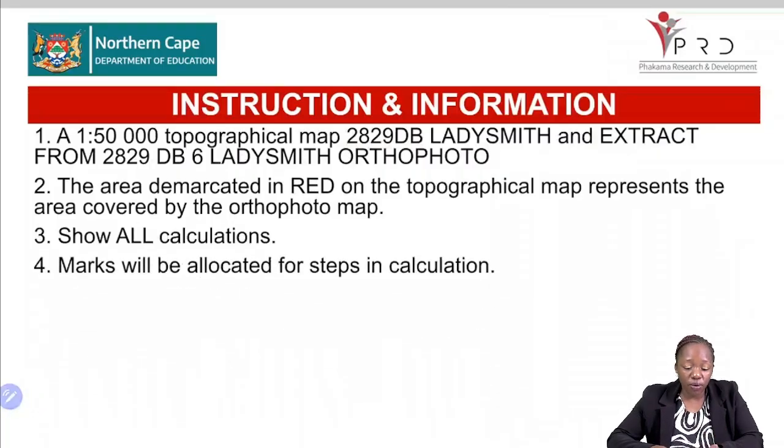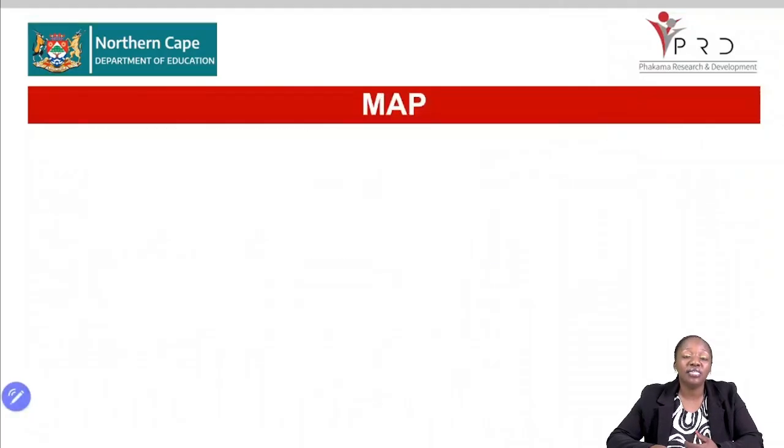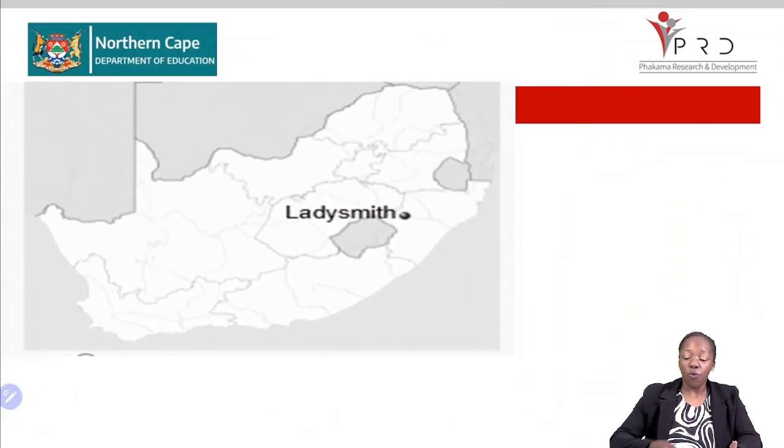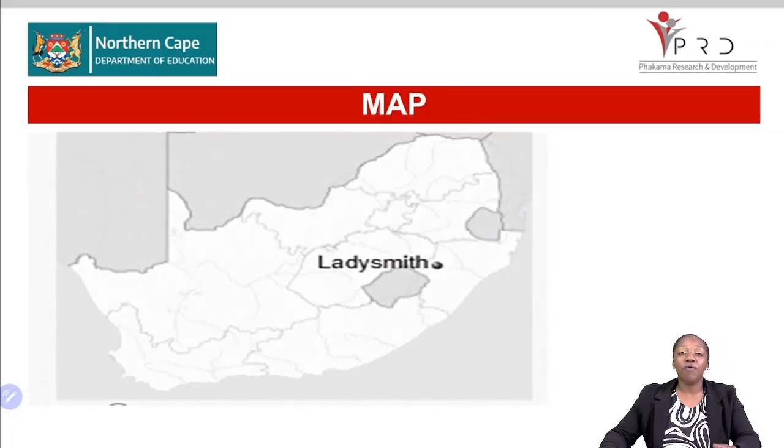Marks will be allocated for steps in calculation, as they are saying, show all the calculations or show all the steps. Then we're looking at the map. We are saying we are using the map of Ladysmith. So obviously, even on the question paper, you will be given a map of South Africa and the location of that area so that you can be familiar with the province as well as the town.